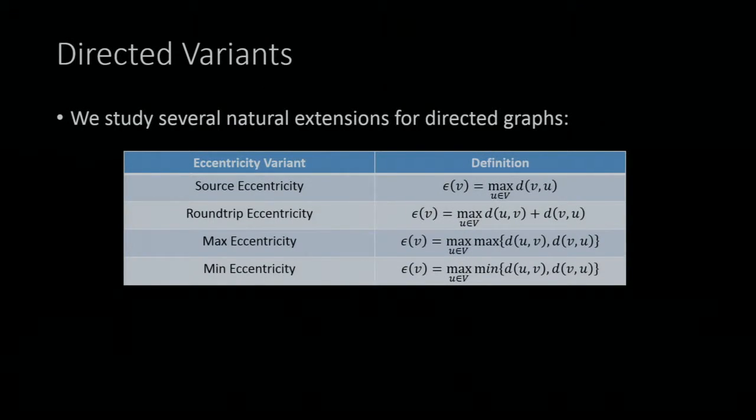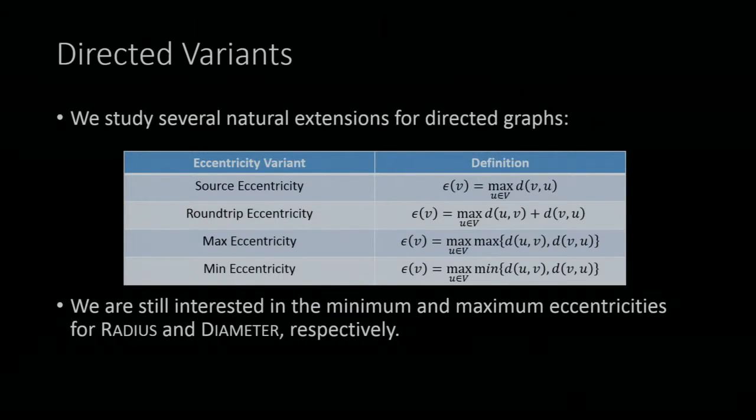And in particular in this paper, not only do we study the normal undirected definitions of radius and diameter, we have the following natural extensions for directed graphs. So source eccentricity is like the undirected version, but you only care about the case where you want to get from v to the other nodes in the graph. Round-trip eccentricity is when you want to get to the other node in the graph and you want to get back to your center node v. For maximum eccentricity, you care about the larger of the two distances, and the natural follow-up definition is min eccentricity, where you care about the smaller of the two distances, and it turns out that's actually a pretty hard problem.